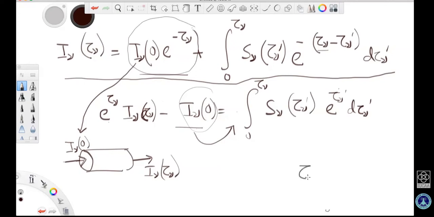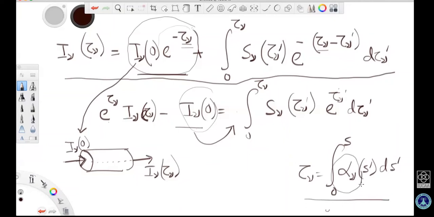And remember, tau nu is an integral over the absorption coefficient at different points of the light ray as it is passing through, right? So the first term is nothing but saying that the incident ray is going to be decreased, attenuated. Something is going to be subtracted, and the subtraction will depend exponentially, and this depends on the absorption coefficient, etc. Makes sense, right? This is what we expect.